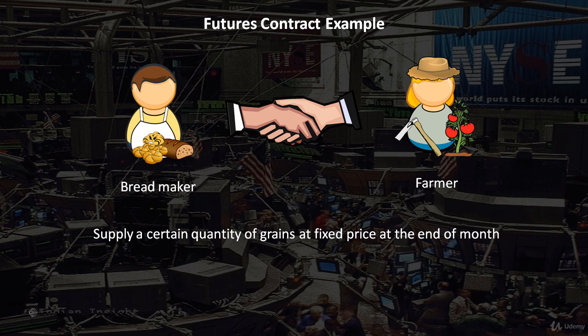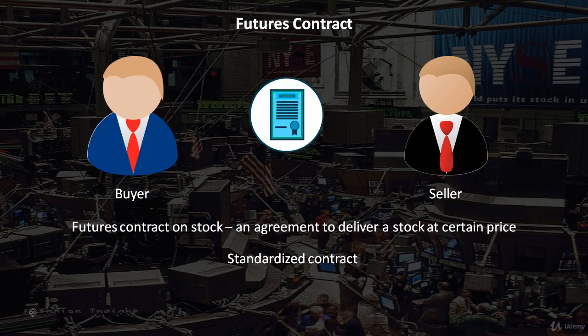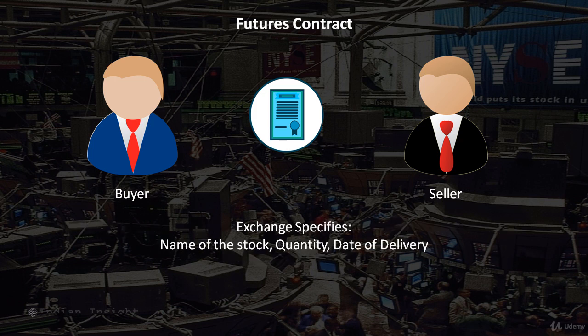In case of stocks, the delivery of grains is just replaced by delivery of stocks, where the buyer of the contract is insulated from an increase in price of the stock during the period. Since the futures contract is a legal contract, everything is essentially specified in a standardized way in the contract. The exchange essentially specifies the various details of the contract. In case of stock futures, the exchange may specify the name of the stock to be delivered, the quantity of the stock to be delivered, and the date at which the stock would be delivered.